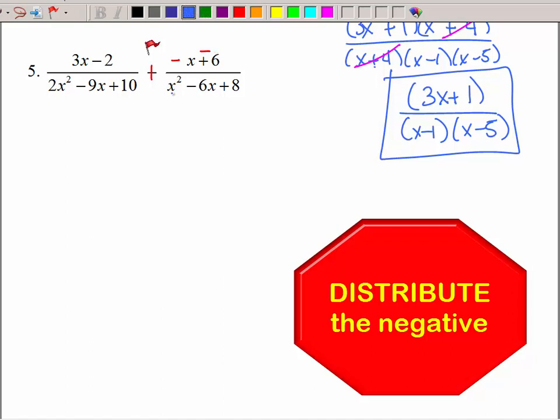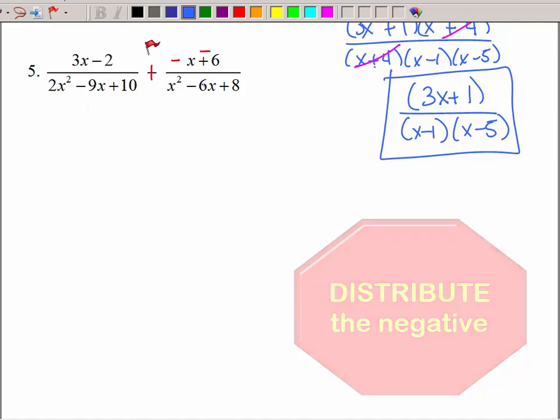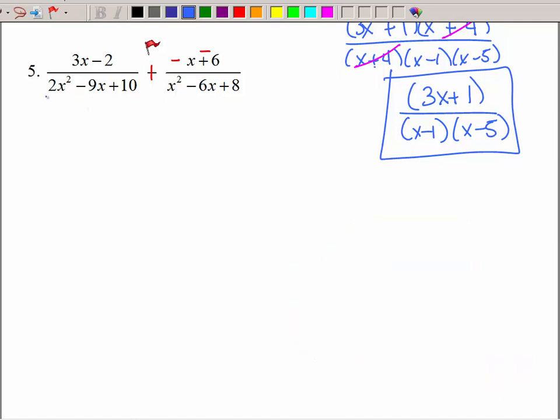Then I look and say, okay, I'm adding fractions. I need to find a common denominator. So I've got to factor those denominators. This one's a little bit tougher. 2x times x. Let's try 5 times 2 for 10. Well, I can't put the 2 with the 2, so let's try the 5 here and the 2 there. And let's see, that would be 5x. That's 4x. If I make them both negative, that gives me a negative 9x and a positive 10. So I think I factored that right.